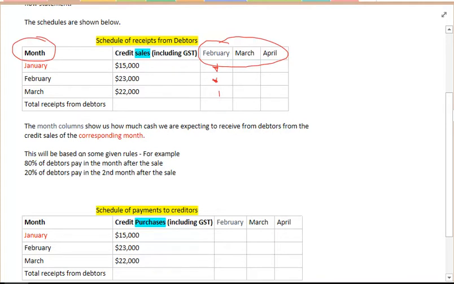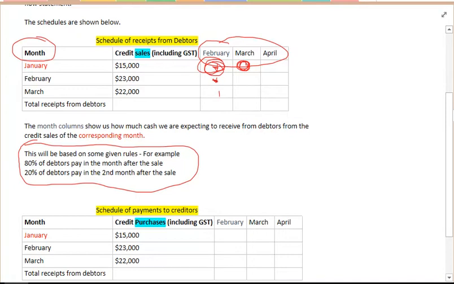So, we'll be given a set of rules. In this case, we've got 80% of debtors will pay in the month after the sale, and 20% of debtors will pay in the second month after the sale. So, from our January sales, we're going to have 80% of debtors pay in the month after the sale. The month after January is February. So in our February bit here, we'll have 80% of 15,000. 20% of debtors pay in the second month. So, the second month after January, February, March is our second month. So that will be our other 20% of sales here.